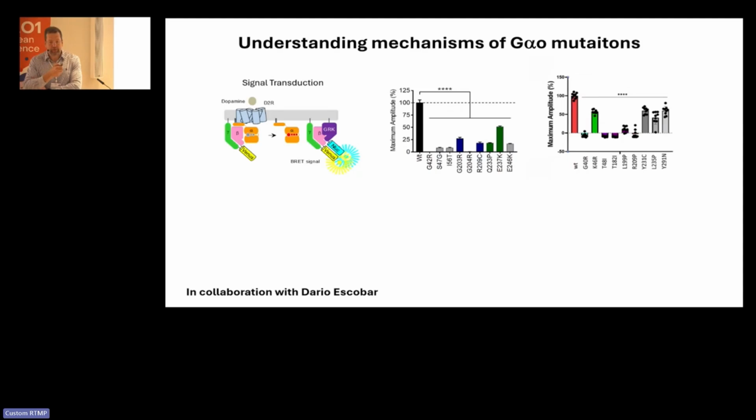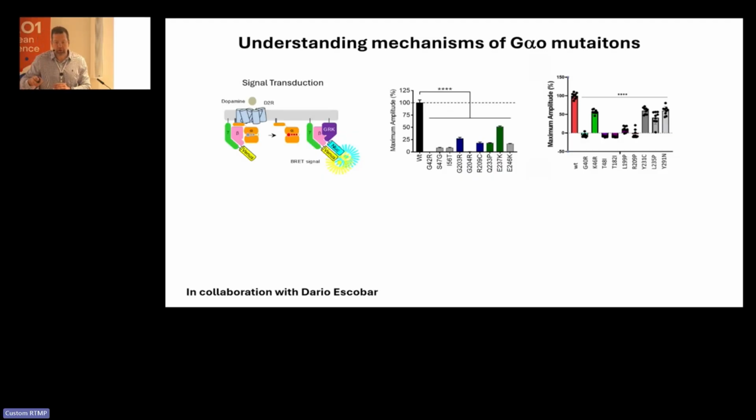So fast forward a few years, we started applying this to understand the mechanisms of GNAO1 disorder that is caused by a variety of different mutations, profiling them. All of this work, by the way, was done in a fantastic collaboration with Dario Escobar here that's contributed with the clinical work to this.